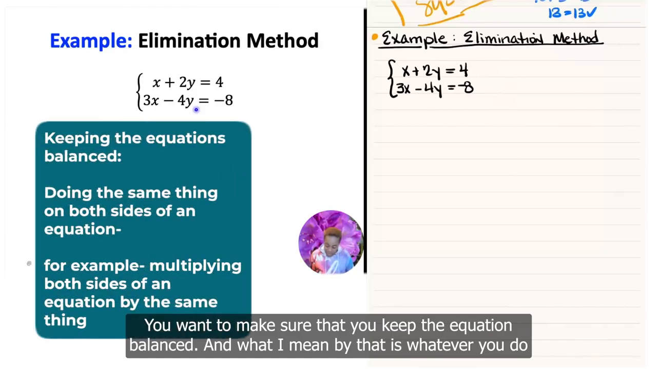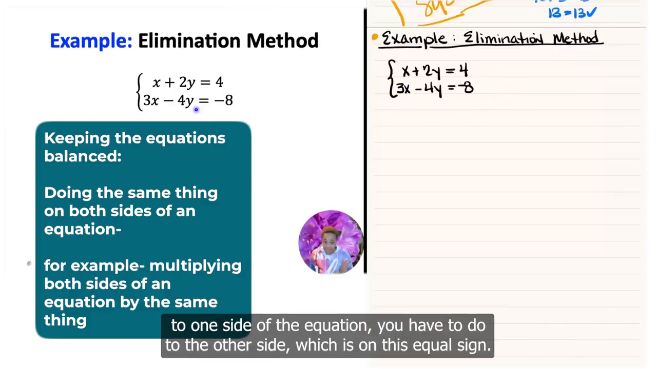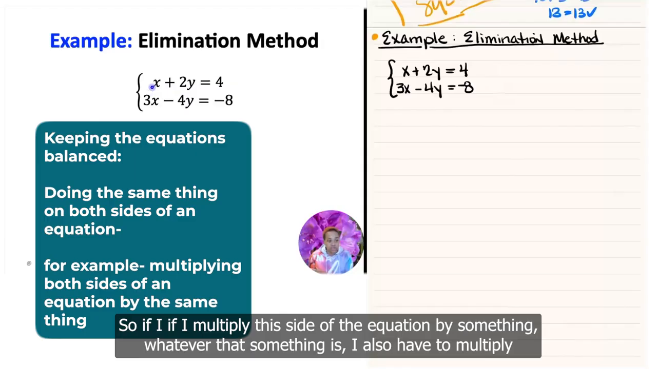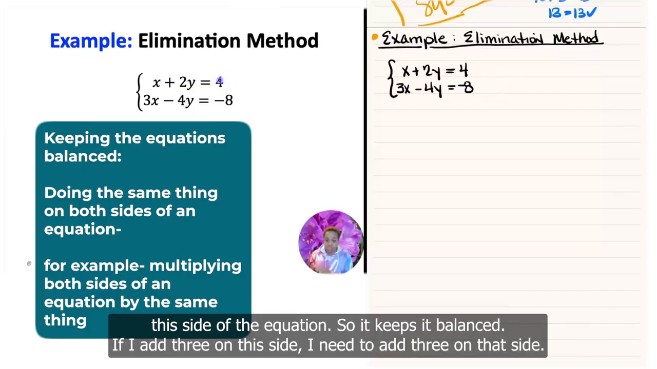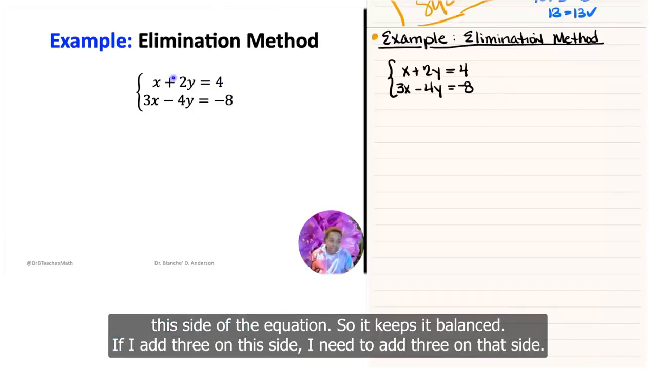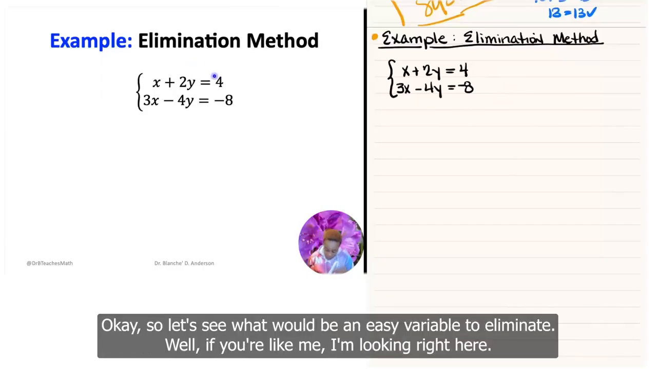And what I mean by that is whatever you do to one side of the equation, you have to do to the other side, which is on this equal sign. So if I multiply this side of the equation by something, whatever that something is, I also have to multiply this side of the equation. So it keeps it balanced. If I add 3 on this side, I need to add 3 on that side. Okay?